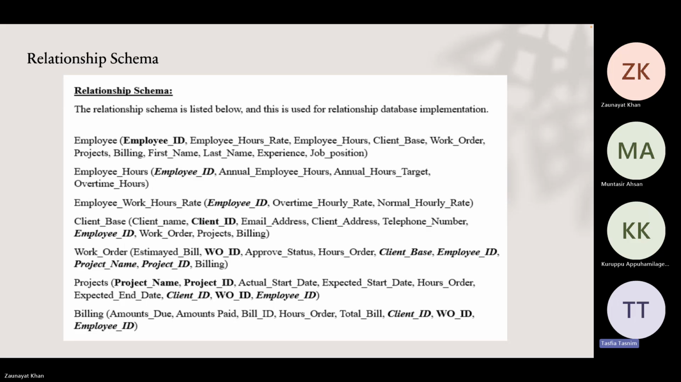It shows how key entities like employees, work orders, clients, projects, and billing are interconnected, and those are the ones which are highlighted or bolded. Each relationship is defined by unique identifiers, and this ensures efficient data management and smooth integration of these various processes. Handing over to Zunaid.